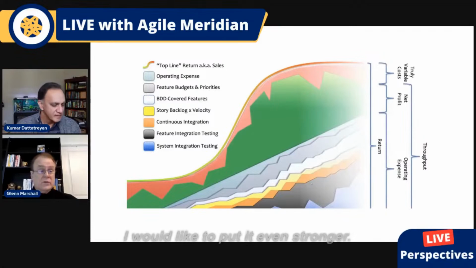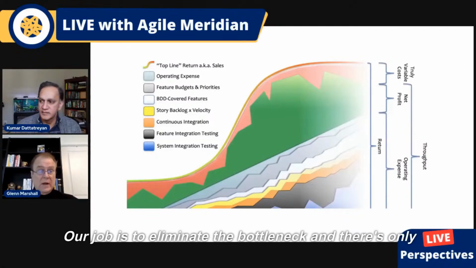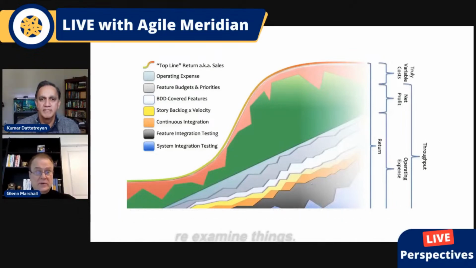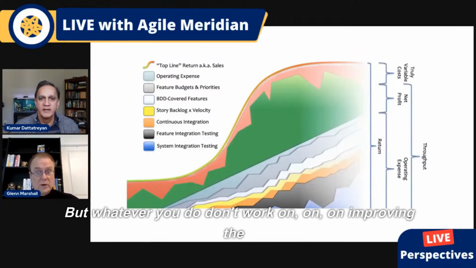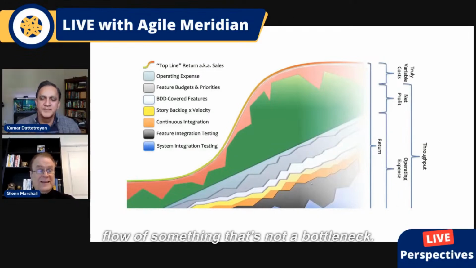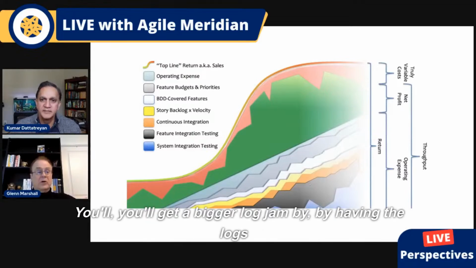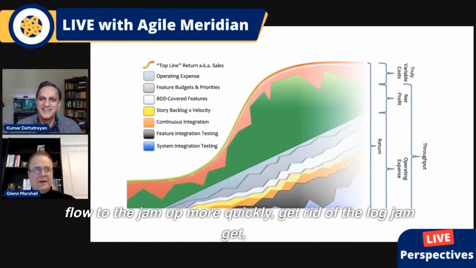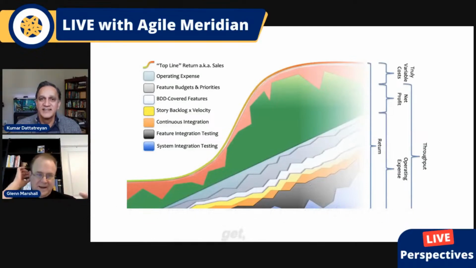I would like to put it even stronger. Our job is to eliminate the bottleneck, and there's only one at a given point. Focus on that, eliminate it, and then re-examine things. There will be another bottleneck somewhere else. Focus on that. But whatever you do, don't work on improving the flow of something that's not a bottleneck. In fact, if you do that, you'll make the bottleneck worse. You'll create a bigger log jam by having the logs flow to the jam more quickly. Get rid of the log jam, get the flow.